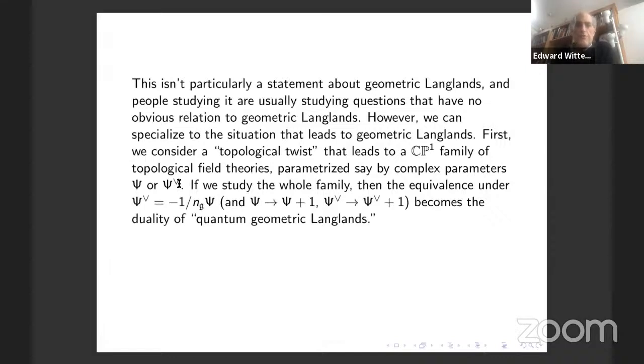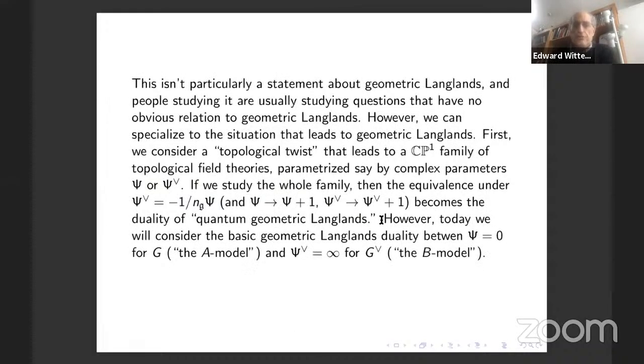So if we study the whole family, then we can have these elementary symmetries, but we have a non-elementary equivalence that relates the group to the dual group. And the whole collection of dualities becomes the duality of what's called quantum geometric Langlands. But today we'll consider the basic geometric Langlands duality between the case that psi equals 0 for the group G and psi dual equals infinity for the dual group. So I'll call these the A model and the B model because they have a close analogy with the A model and the B model familiar in mirror symmetry. And I'll even explain a version of that analogy in a moment.